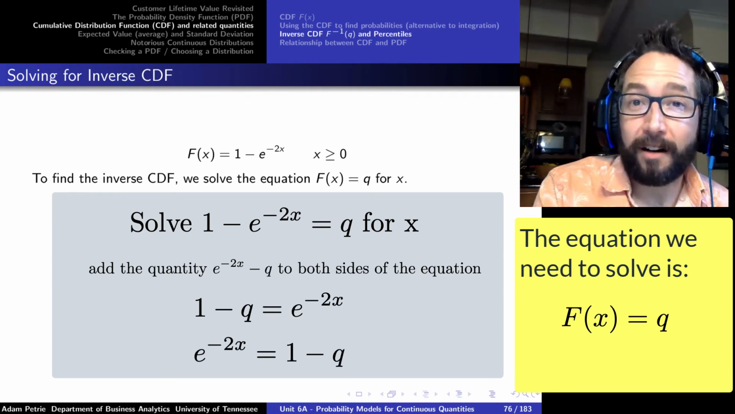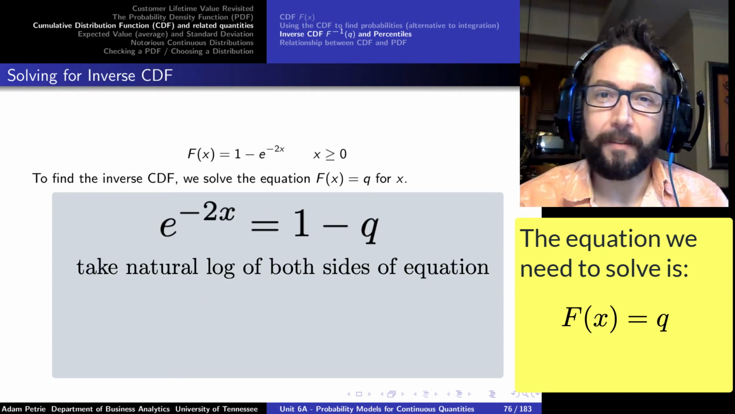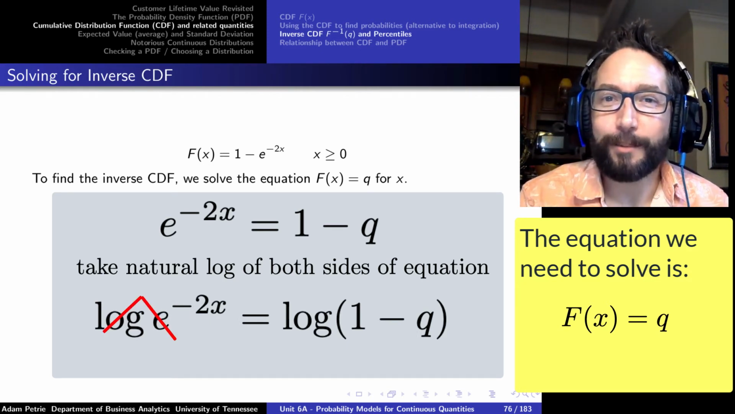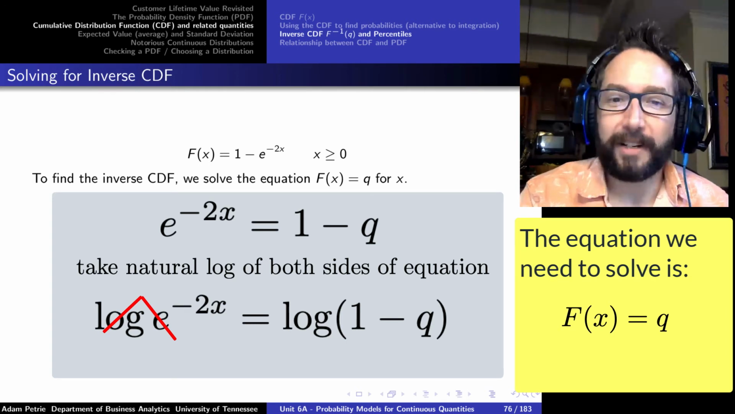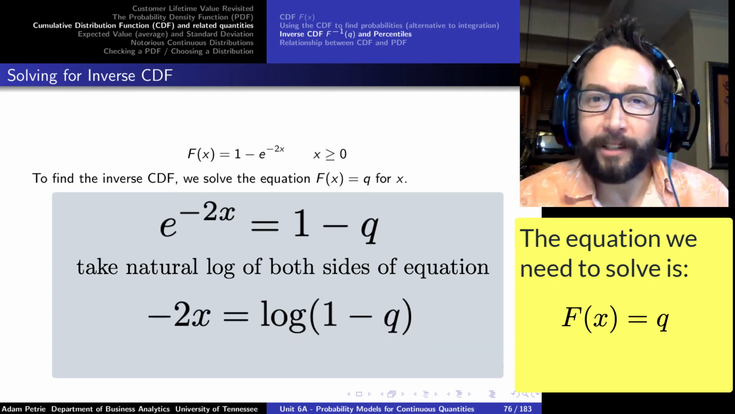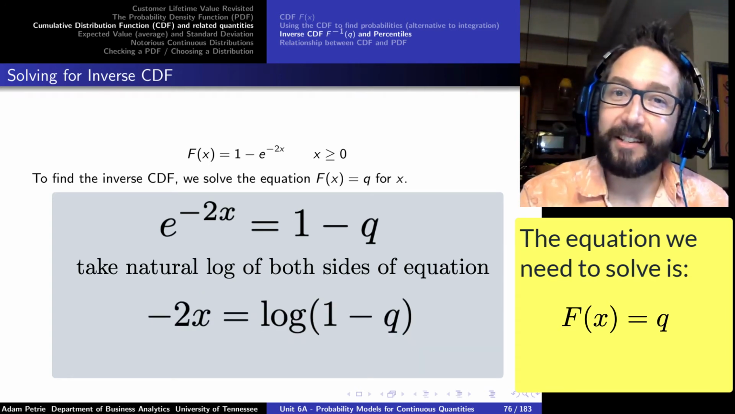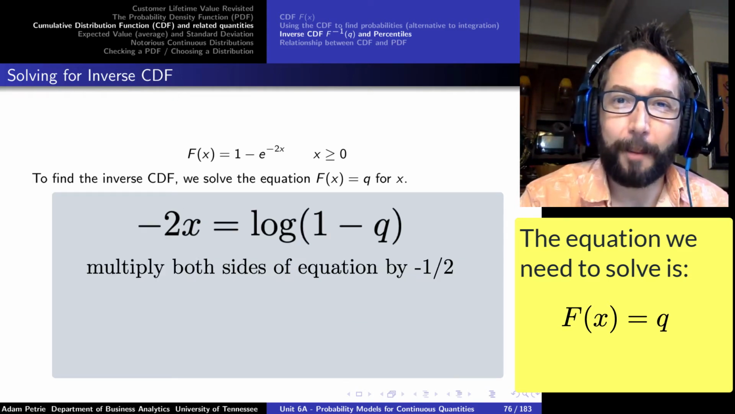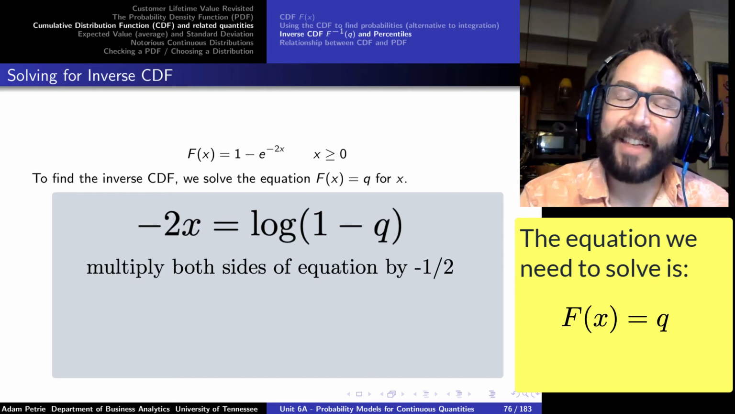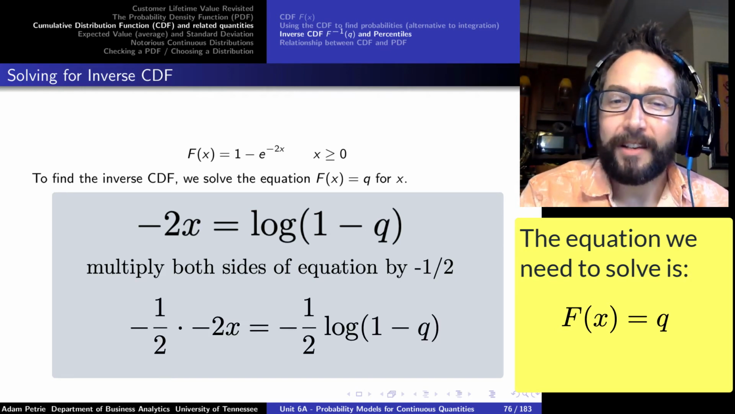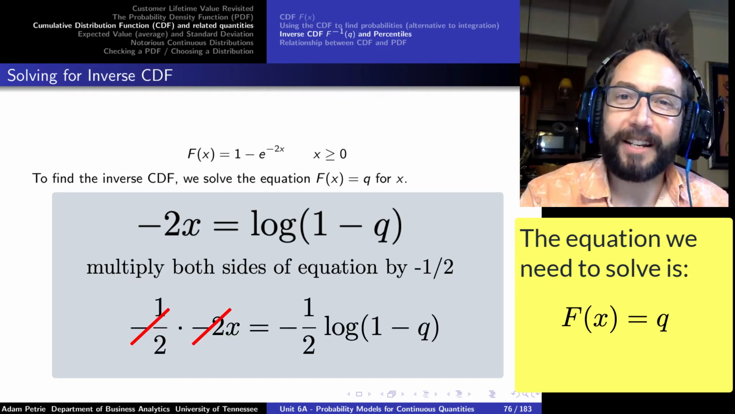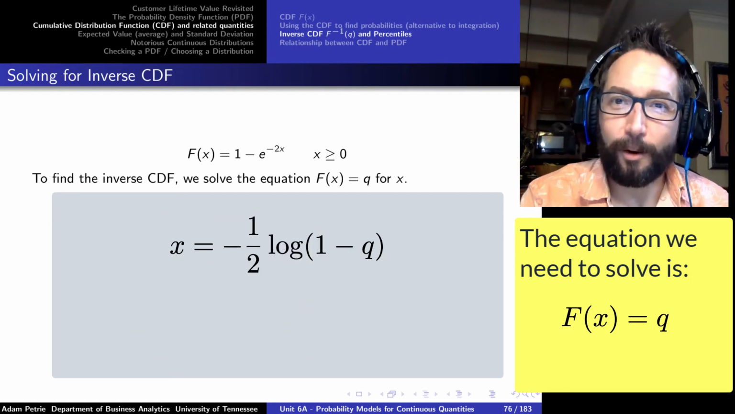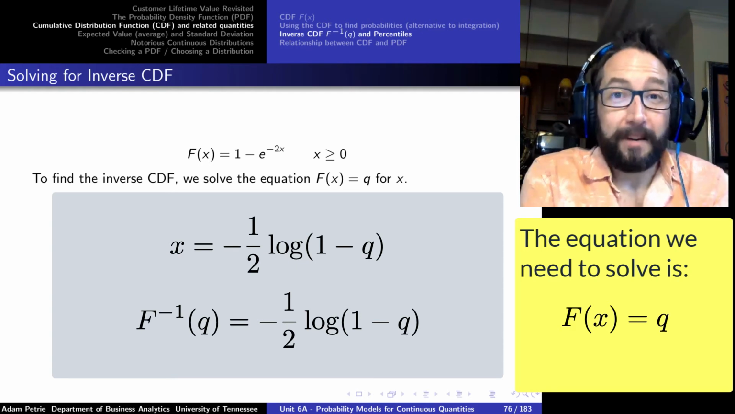I'm going to take the logs, natural logs, of both sides of that equation. So the natural log of e raised to the minus 2x, well, the natural log of the e cancels out, giving me minus 2x, equaling the natural log of what's on the right-hand side, the log of 1 minus q. And then it's a simple operation. Let's multiply both sides of that equation by minus 1/2, so that the left-hand side of my equation reads x equals, and my right-hand side equals minus 1/2 times the log of 1 minus q. So I'm done. I achieved my goal.